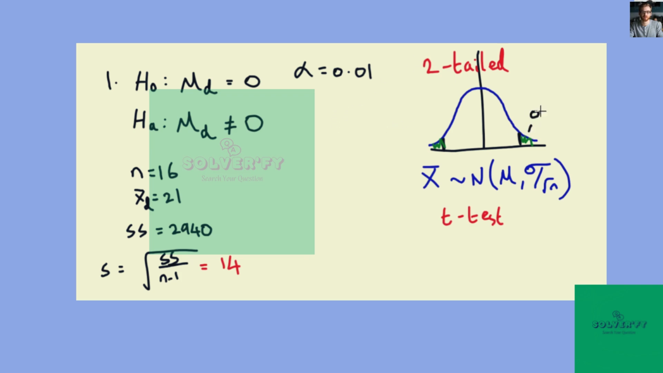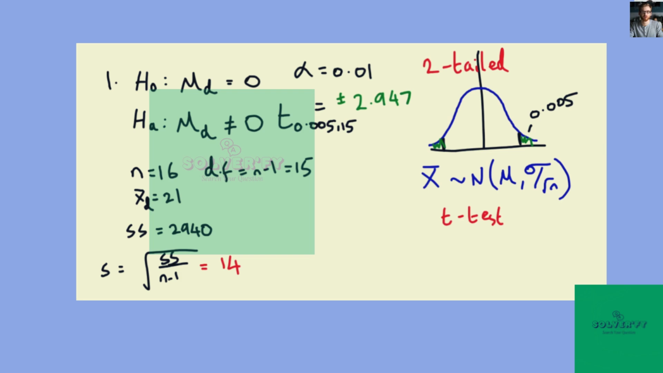So two tails, they split alpha between them, so each tail is 0.5%, and we're using t. So we also need degrees of freedom, which is just n-1. So you want t sub 0.005 with 15 degrees of freedom. You can get that from a t-value table or from software or your calculator. It's plus minus 2.947 to 3 decimal places.